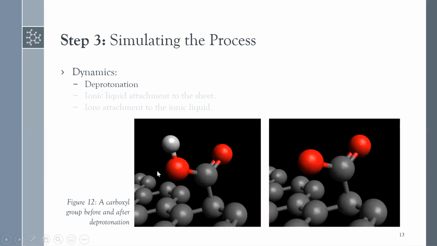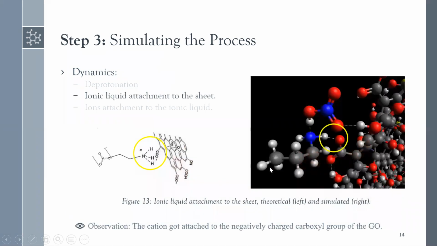After minimizing the energy of the system, we start applying dynamics. The first thing here is to deprotonate the graphene oxide sheets, which means removing hydrogen atoms from its carboxyl groups to make it negatively charged and ready to attract the positively charged part of the ionic liquid molecule. As you can see in the next step, this is the graphene oxide sheet, and this is the deprotonated carboxyl group, and it got attached to the propyl ammonium cation, which is the positively charged part of the ionic liquid. By this step, the adsorbent is ready.